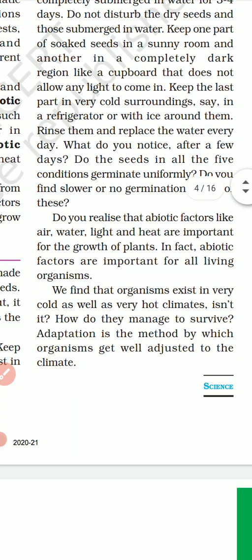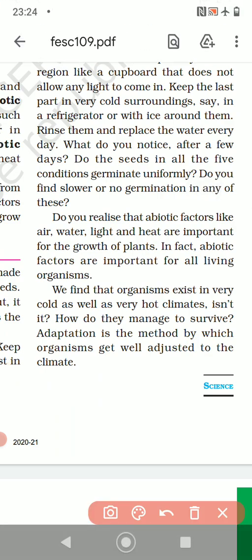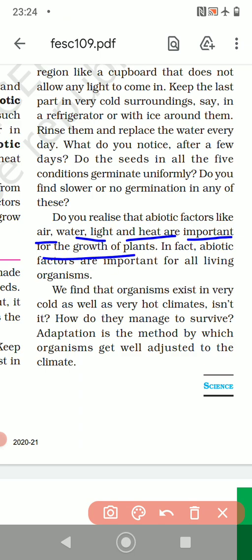Okay. Do you realize that abiotic factors are very important for the biotic components? Plants, when they get sprouted, become a living being, a living thing. How are abiotic factors affecting them? So what are the abiotic factors? Like air, water, light, heat are important for the growth of the plant. In fact, abiotic factors are important for all living organisms.